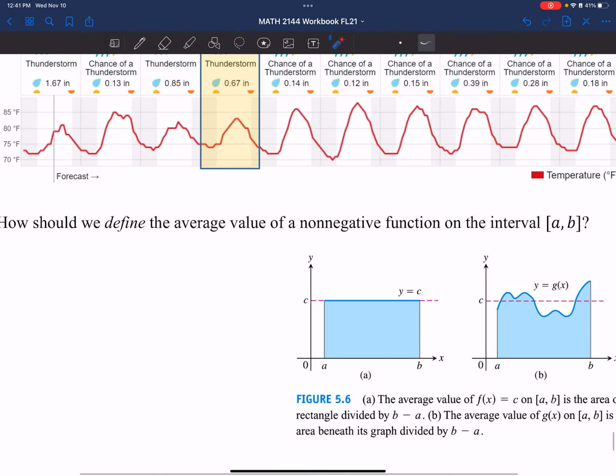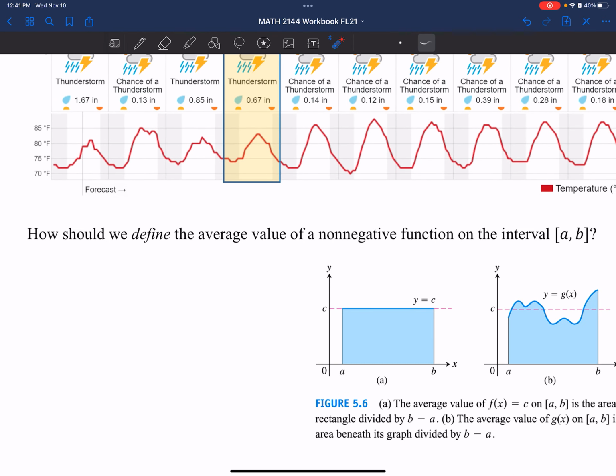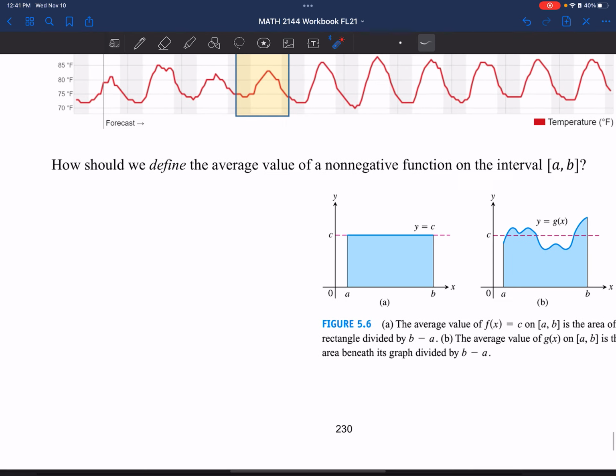Let's maybe simplify this problem. How should we define the average value, again, of a non-negative function? Because if you have negative, there are cancellations of area. More on that in 5.3. So it's pretty easy. Let's think about this first function, a. So there's a. f of x is the constant function c here.